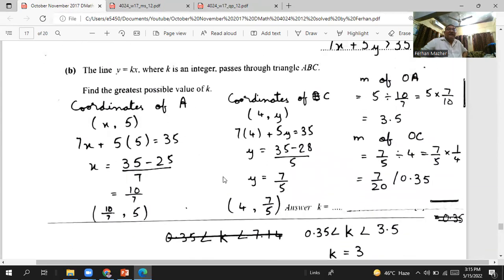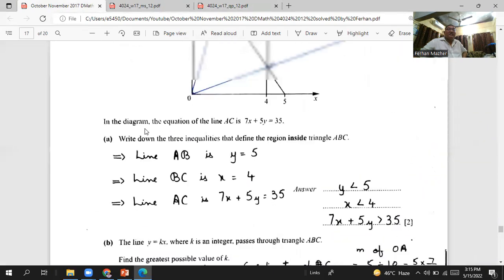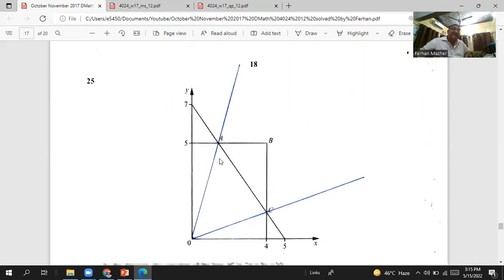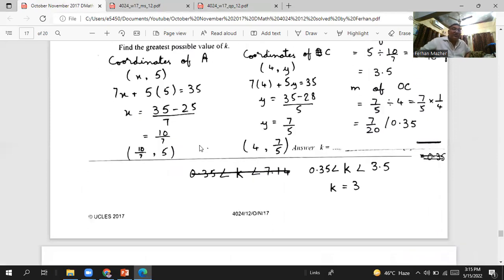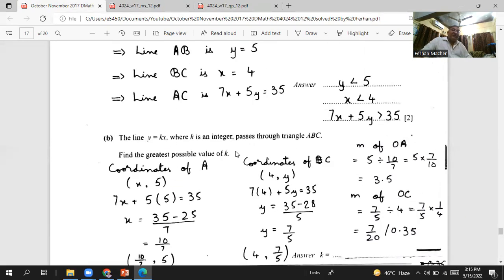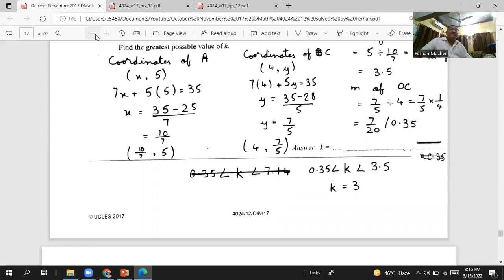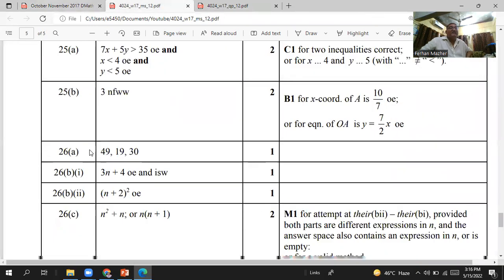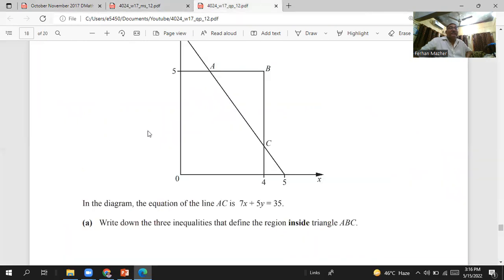The gradient of the line which passes through the region will be more than the gradient of this line and less than the gradient of this line. So its gradient k should be more than 0.35 and less than 3.5. So the integer value of k can be 3. It's a tricky part, not a simple straightforward question. So the k value is 3.